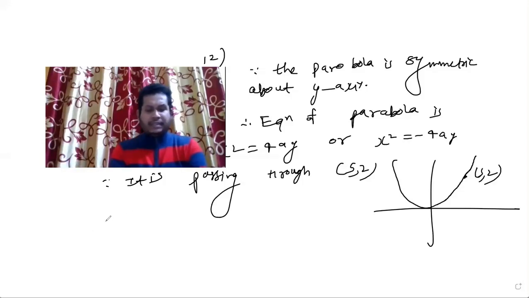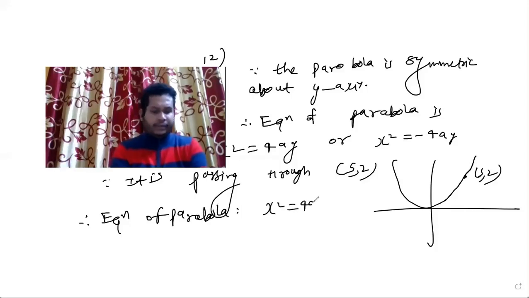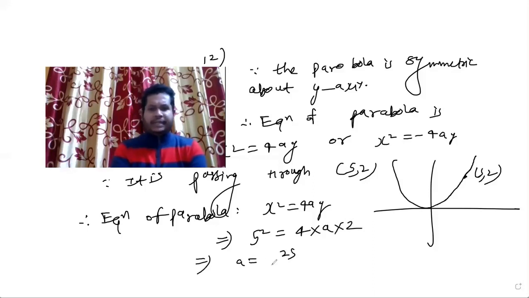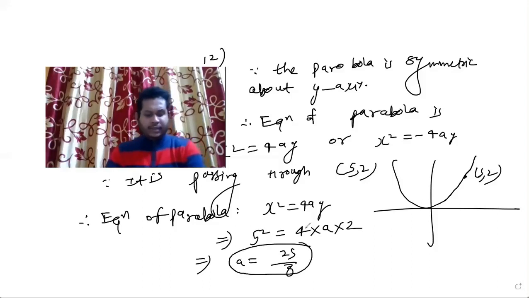So therefore the equation of the parabola is going to be the third form, which is x squared = 4ay. Now, since this parabola is passing through (5, 2), obviously (5, 2) will satisfy this. So let's substitute (5, 2) here. It will become 5 squared = 4 into a into 2. So that means a will be 25 divided by 8. We got the value of a, right?